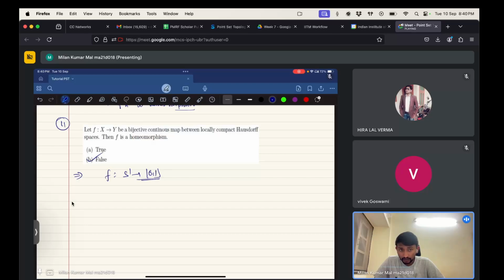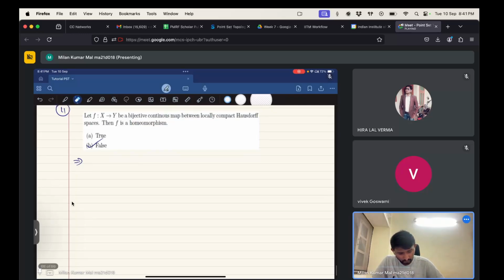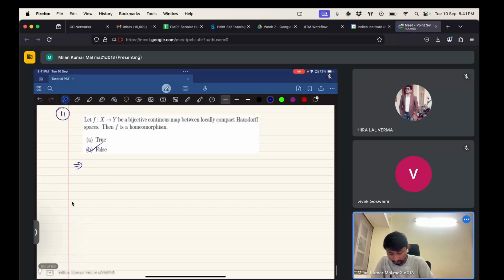That was not bijective, I think. There does not exist any bijective continuous map of this form. That is what I proved. But here it is saying that if there is a bijective continuous map from X to Y, X and Y are not mentioned, so I have to change. X and Y can't be S1 and the closed interval [0, 1], because if they were, there can't exist any bijective continuous map like this, because that is what we proved.